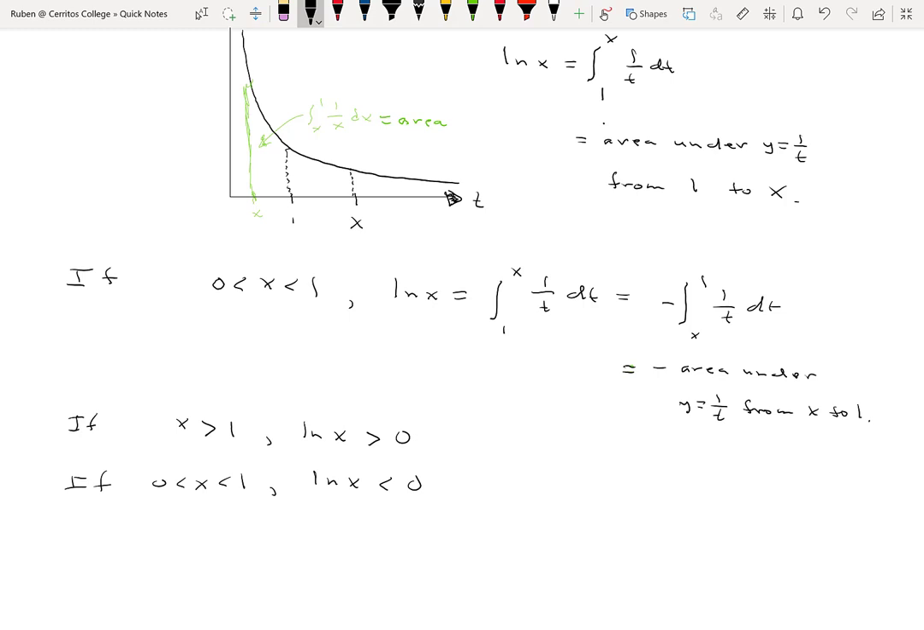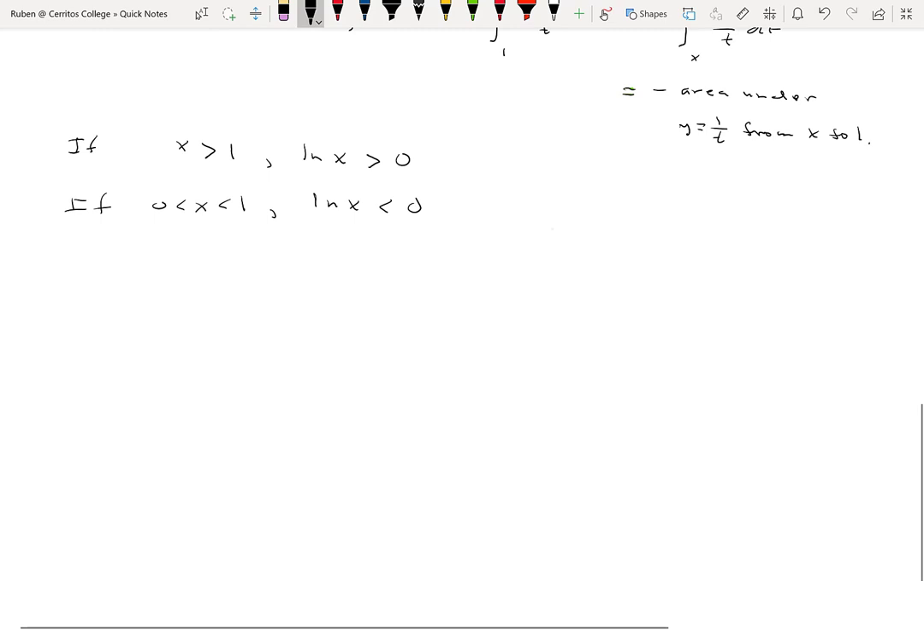So one of my big goals in this section, to reiterate, is to convince you that this definition for the natural logarithm is in fact a definition of a logarithm. It behaves like logarithms should. This is how logarithms should behave. If x is more than 1, a logarithm is positive. If x is between 0 and 1, a log is negative. I'll review that general concept with logarithms in a few seconds.